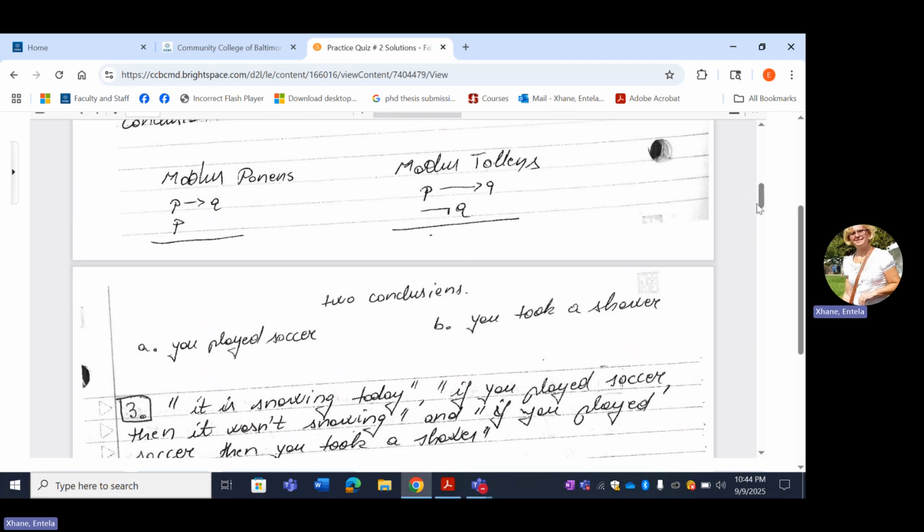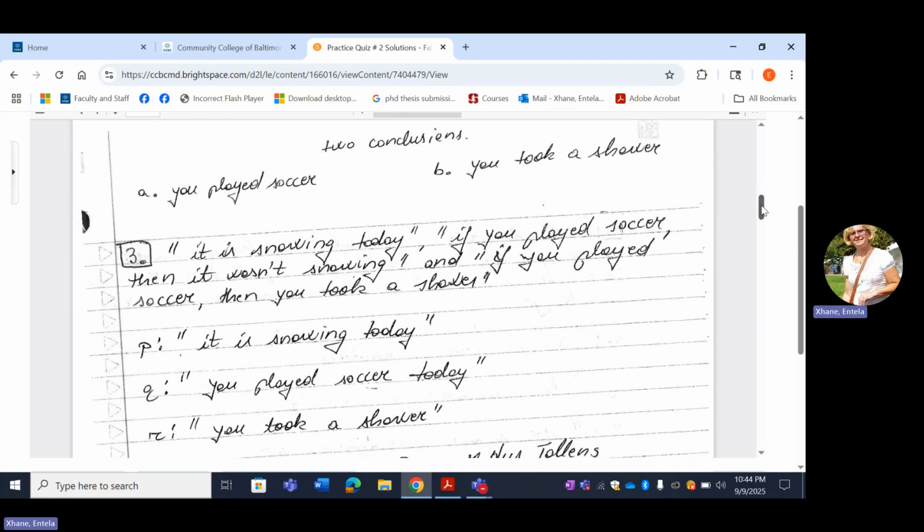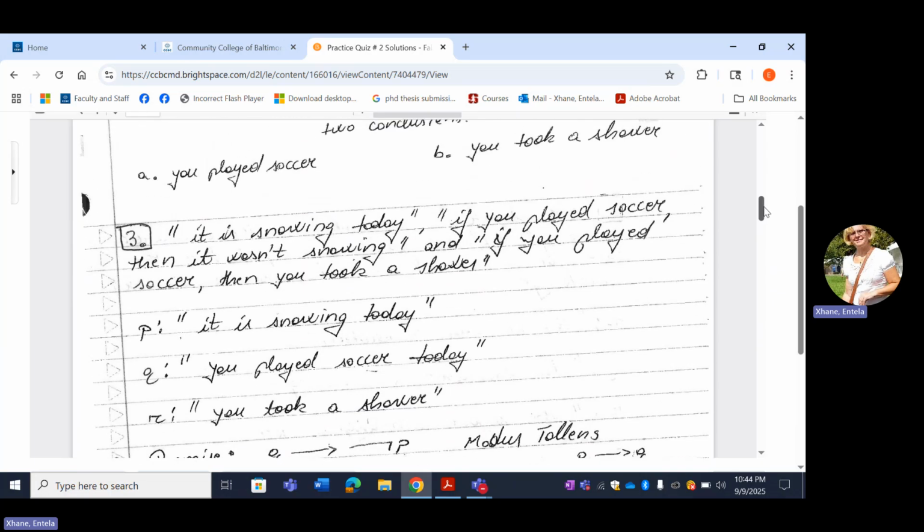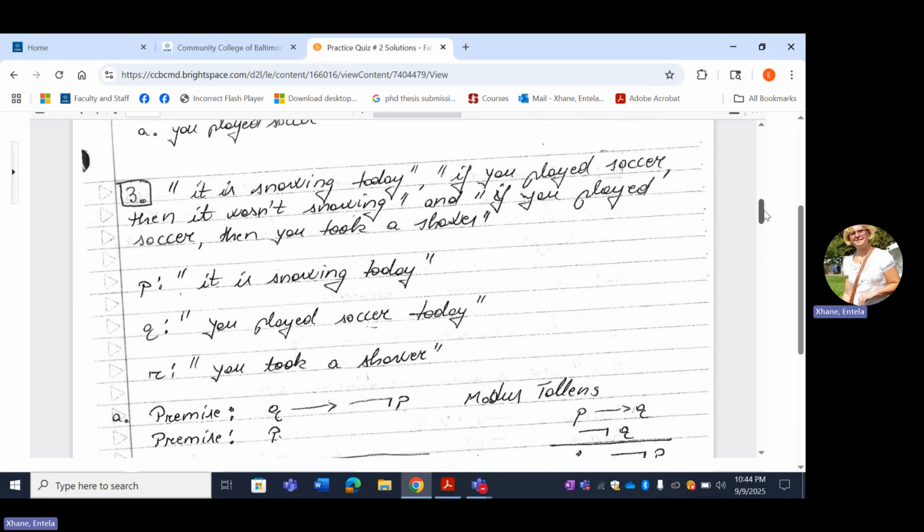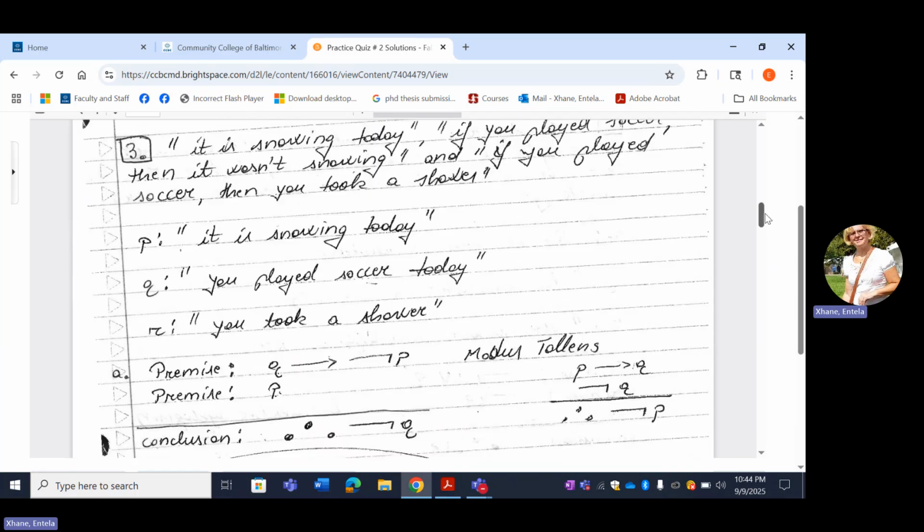So let's see how this is going to look. It is snowing today is my statement P. If you play soccer today, that is Q. If you played soccer, then you took a shower, is my third statement R.